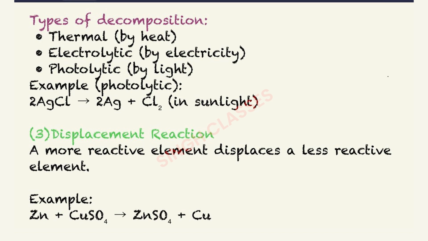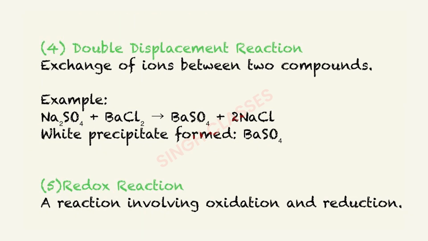3. Displacement reaction. A more reactive element displaces a less reactive element. 4. Double displacement reaction. Exchange of ions between two compounds. Example: sodium sulfate plus barium chloride forms barium sulfate and sodium chloride, where a white precipitate of barium sulfate is formed.